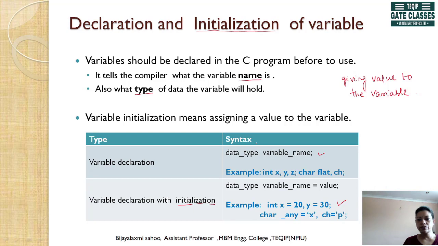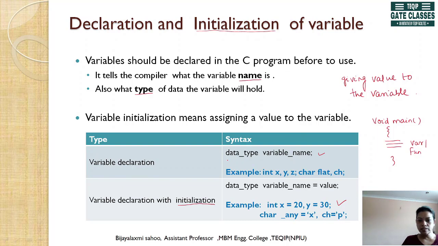While declaring a variable, where does your declaration section come? In the main function, after the curly braces, the first section is your declaration section. Here you can declare both variables as well as functions. You can declare a variable as well as a function outside the main function also, so that will come across later.